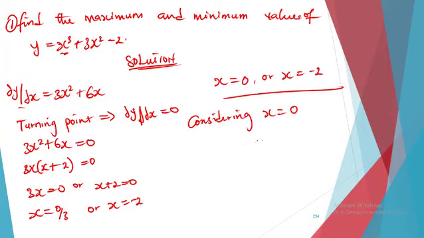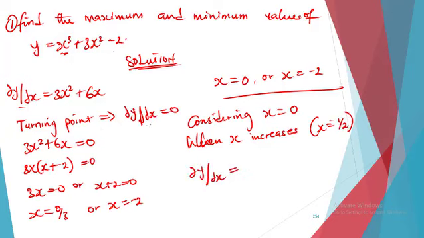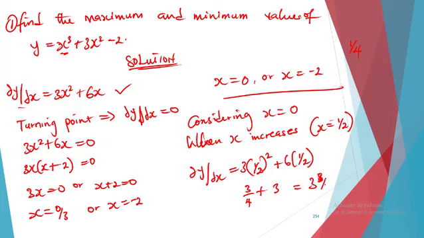First of all we consider the point where x is equal to 0. When x increases from 0 to x equal to half, then in our dy over dx we have 3 into 1 over 2 squared plus 6 into 1 over 2. 1 over 2 squared is 1 over 4, so 1 over 4 times 3 will give us 3 over 4, plus 6 times half will give us 3. So we have 3 whole number 3 over 4, and this is positive.